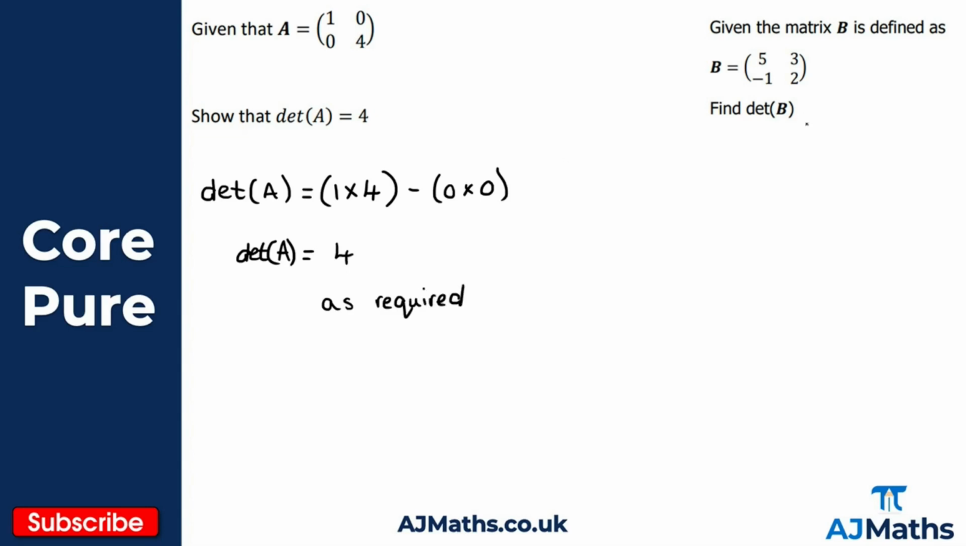For the next one here, we've got the matrix B, and this is defined as 5, 3, minus 1, and 2, and we're asked to find det B. So again, we should hopefully be getting quite good at this by now. So det B. All we want to do here then is find this product, so 5 times 2, and then we subtract this product here, so 3 times minus 1. So 5 times 2 is 10. 3 times minus 1 is minus 3, so minus minus 3 is the same as plus 3. So we get 10 plus 3, giving us 13 there for the determinant of B.